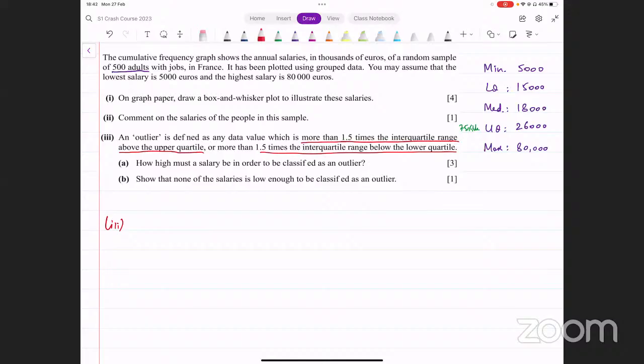So if you were to start with the upper quartile, one definition of outlier is that if you start from the upper quartile, if you have a value that is more than 1.5 times, so plus 1.5 times the interquartile range, if you have a value that is greater than this number, upper quartile plus 1.5 times the interquartile range, then that salary is an outlier.